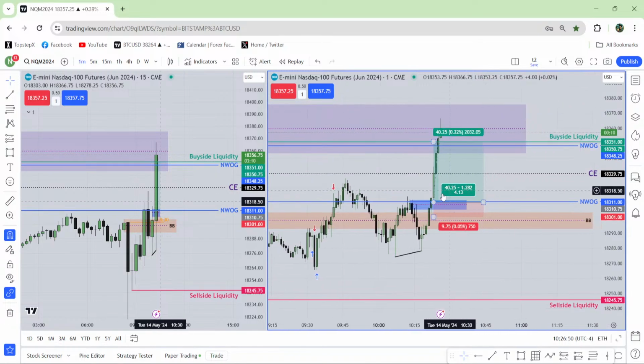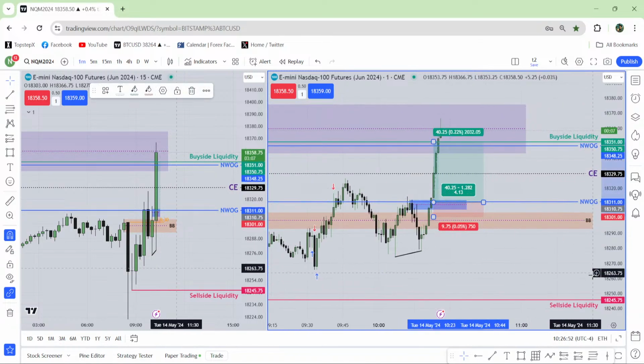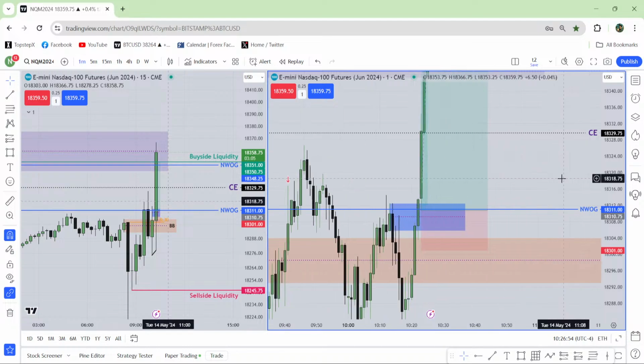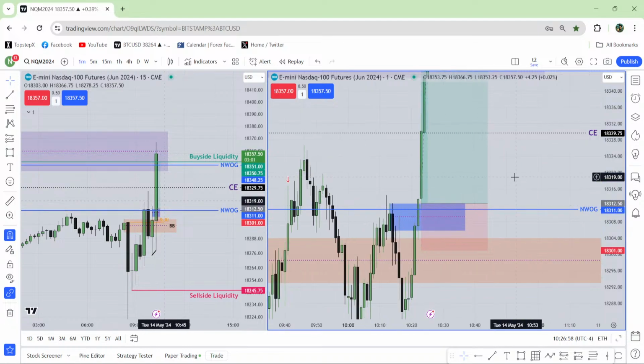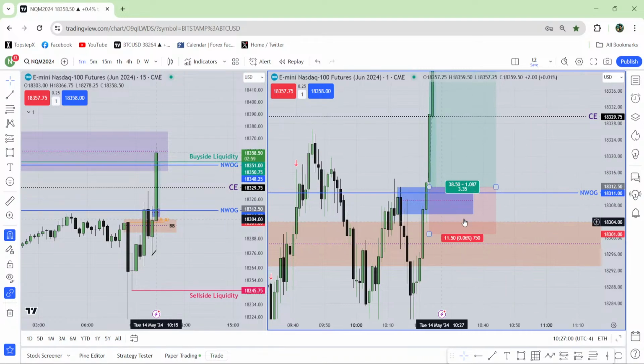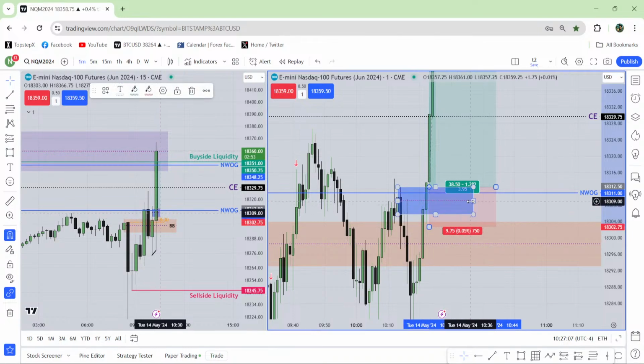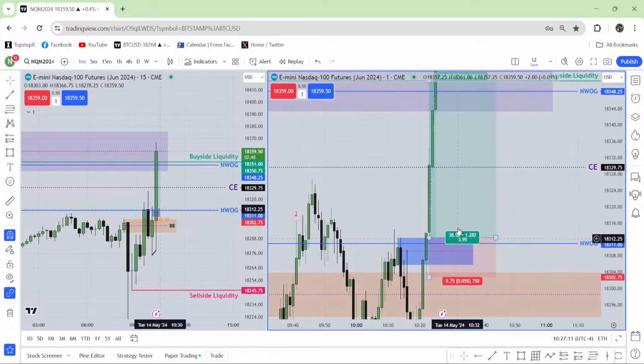There was the entry. For the mitigation block entry, I have already made the video, brother. Please watch that video. I have explained everything, and come back and tell me if there is anything wrong. I told you to just cover the mohawk for the mitigation block. So just put the stop loss over here below this mitigation block. It can come back a little lower, then boom.